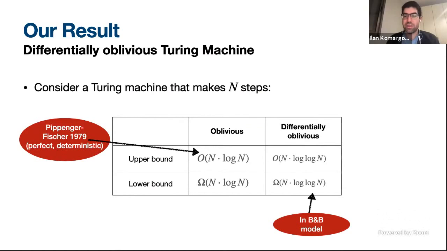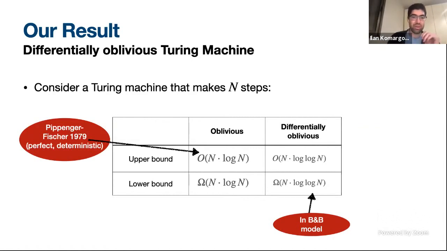And here's our result. It's just one slide. What we show is that essentially any Turing machine computation can be made differentially oblivious with doubly logarithmic overhead in running time. So let me parse out the result. Consider a Turing machine computation that runs in n steps. Any Turing machine has this tape and it has a head. The head can move left and right. And assume that your computation makes n steps, so n movements, every movement to some direction.